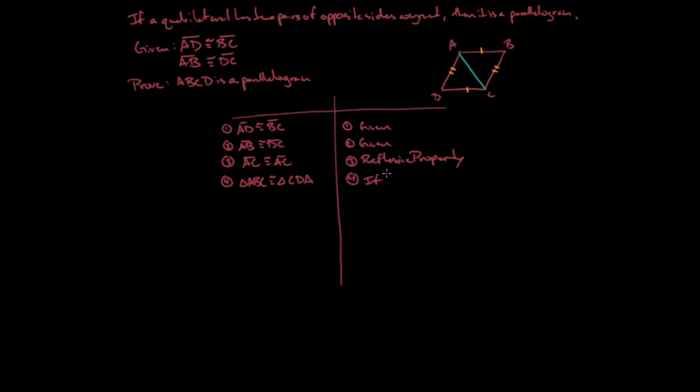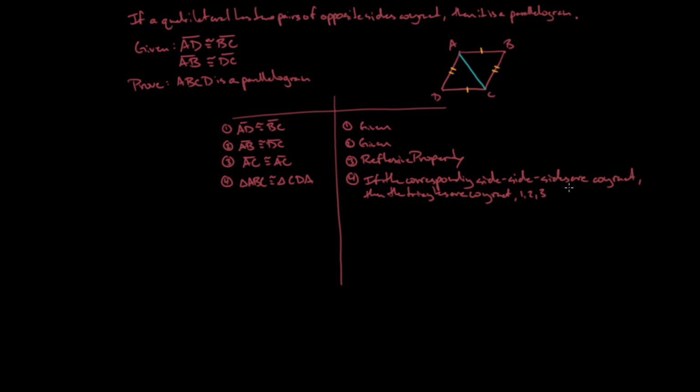If the corresponding sides are congruent, then the triangles are congruent. So how does that help me? I proved these triangles congruent, that's great. But how am I actually going to use that to talk about these lines being parallel? Because that's my end goal here.